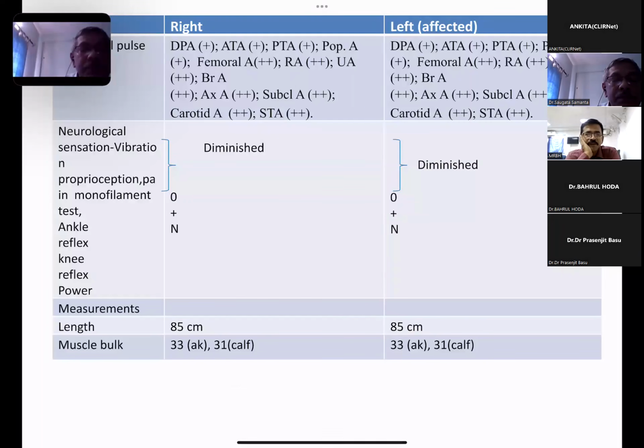So all the dorsalis pedis artery, anterior tibial artery, all the peripheral pulses were palpable, and there was slight dimness in the neurological sensation. There was slight diminished sensation by using monofilament, and ankle reflexes were normal. There was no decrease in muscle bulk of the legs, both thigh and lower leg.